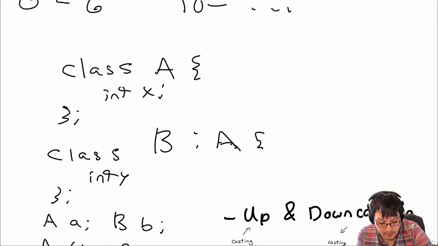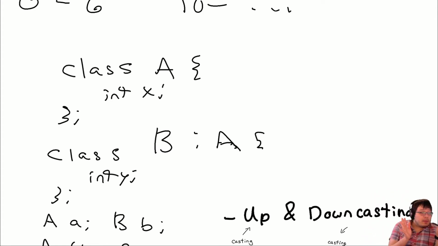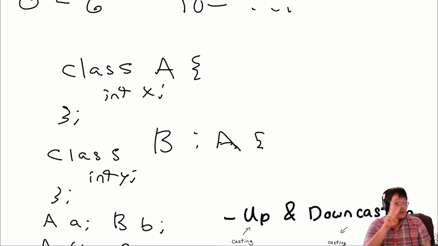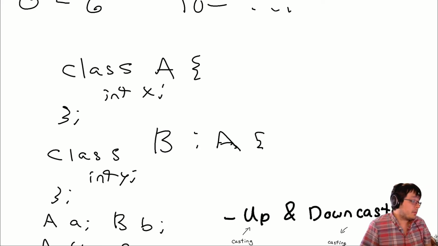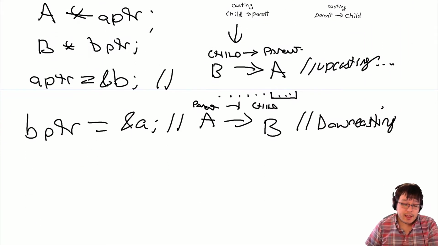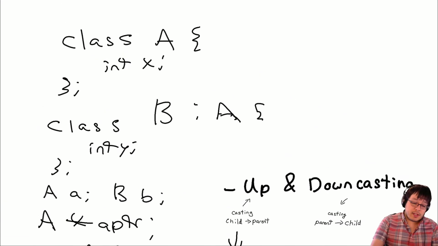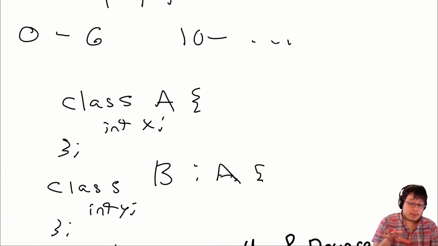And this B has an int Y. So if I ask you, how many variables does B have? You're going to answer that it has 2 variables because it has an X and a Y, because it inherits, right? On the other hand, A only has 1 variable, and that is just X. Okay? So if I am saying to treat an A as a B, I'm saying take this A which only has 1 variable and treat it as a B which has 2 variables.